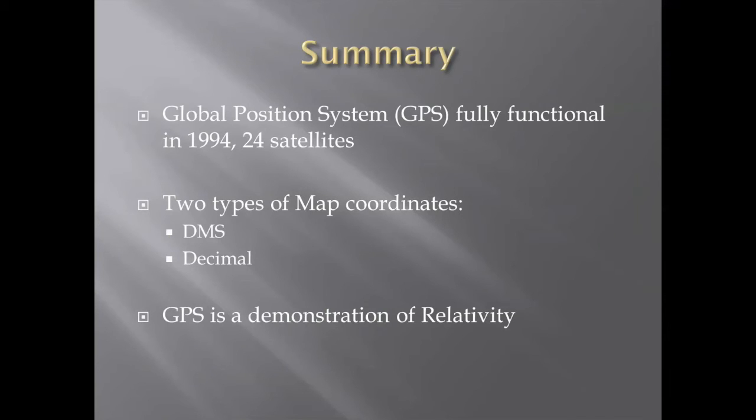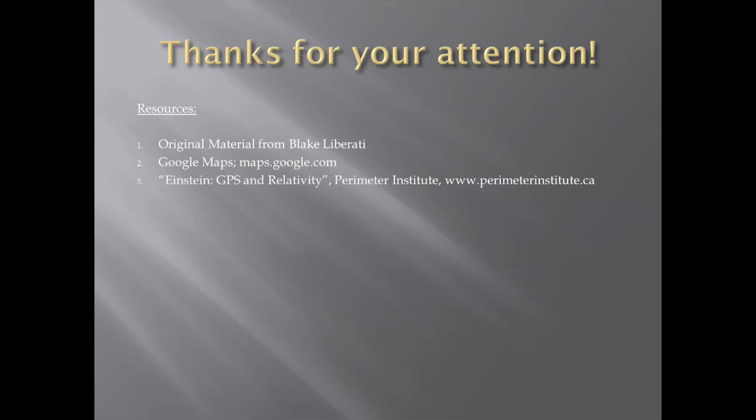In summary, we reviewed GPS systems. They've been fully functional since 1994 and include a system of 24 satellites to triangulate locations. We reviewed the 2 types of map coordinates, degrees, minutes, seconds, and decimal degrees. And finally, we saw that GPS is a demonstration of Einstein's theory of relativity.